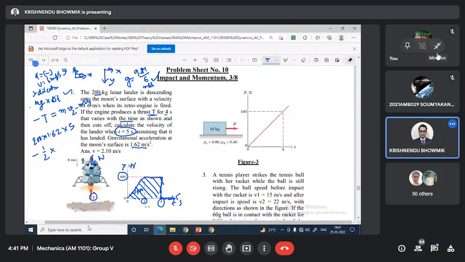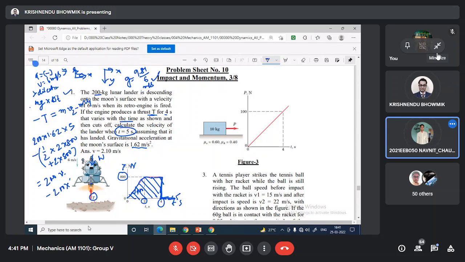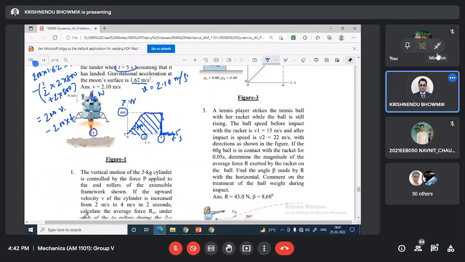Half multiplied by 2 multiplied by 800, plus 2 into 800, plus, yes, 2 into 800. Then this is nothing, equal to m, what is m? 200, multiplied by the final velocity v minus 200 multiplied by the initial velocity. You calculate, you will get v equal to 2.10 meter per second. Okay, that is done. Next problem.